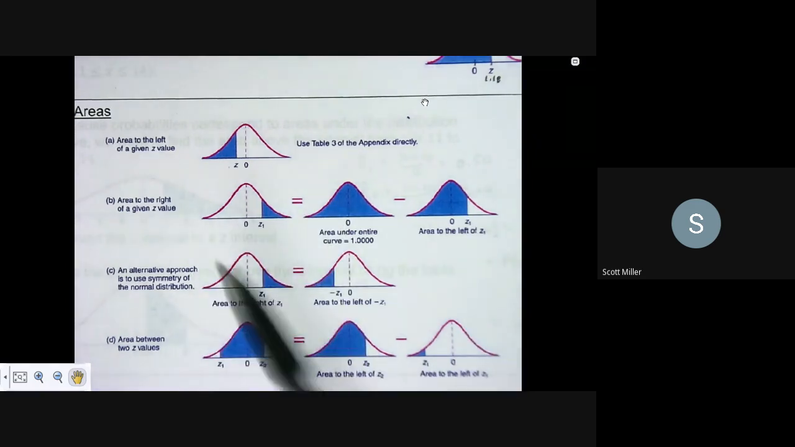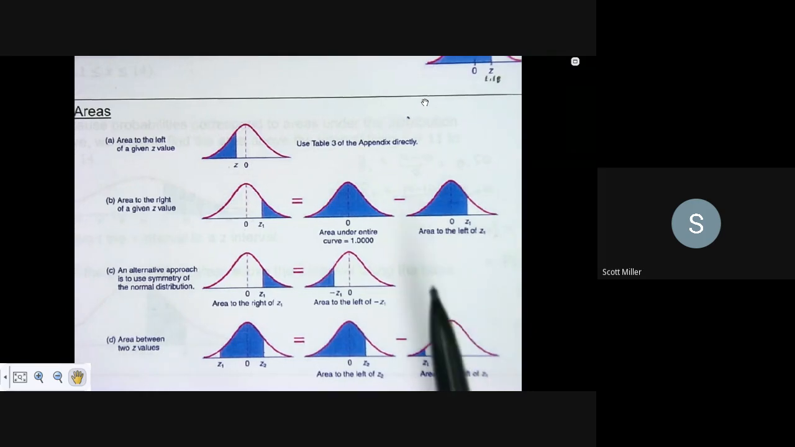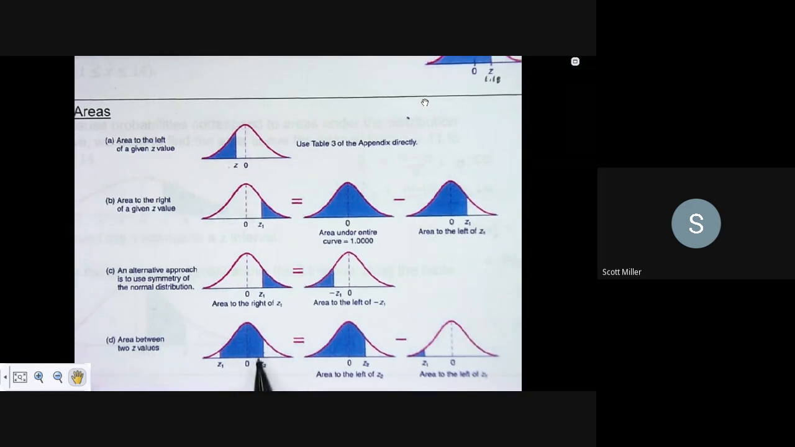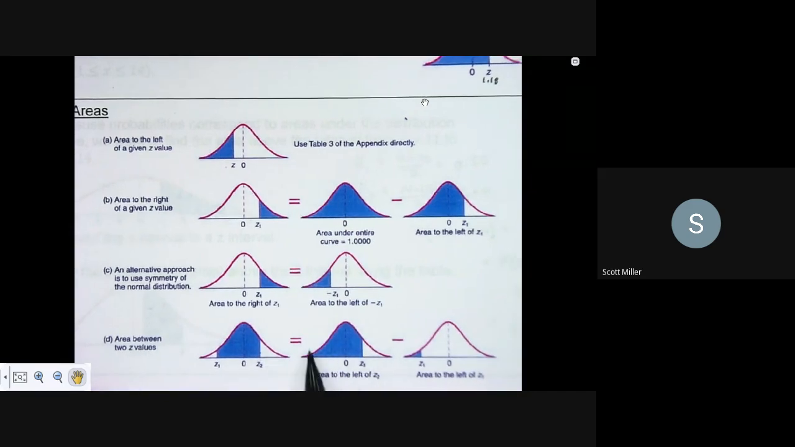Okay. This one's kind of interesting. Be careful of this one because it's symmetric. We can kind of help ourselves out. I don't like this one too much. I like this approach better. You're not going to make any kind of sign errors. What if I want to find the area in between two z-scores? Then you take the upper one, find the area to the left of the upper one, and then subtract the area to the left of the lower one. So that's how you can find different pieces of things. Okay? Let's go do some more.